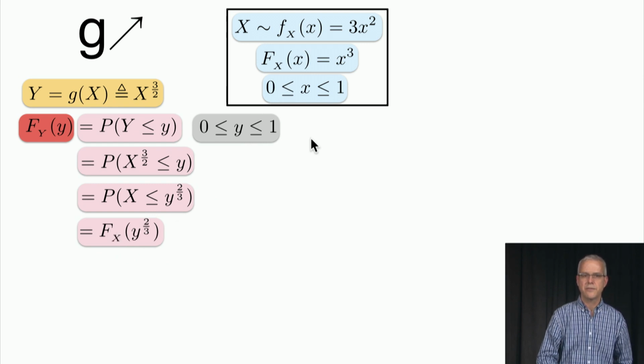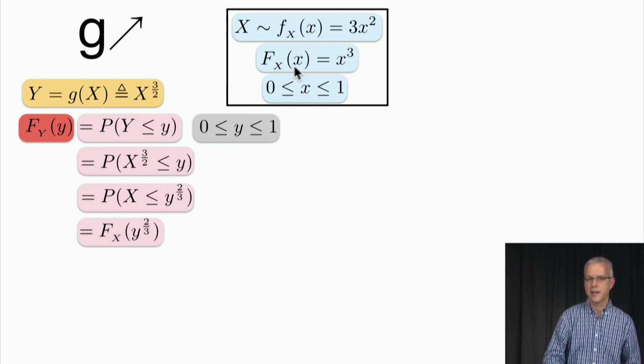Okay, but F_X of anything is that anything cubed. So this is going to be y to the 2/3, cubed. So it's y squared. So we see that we could find the CDF of Y, and it's just y squared. Now we're interested in the distribution of Y, the PDF, and so we need to differentiate the CDF.